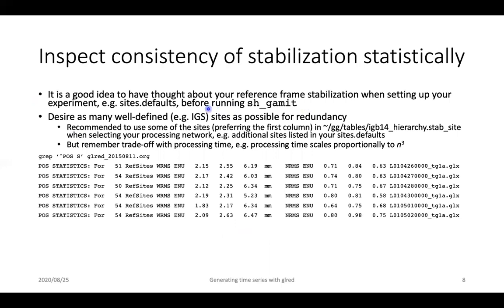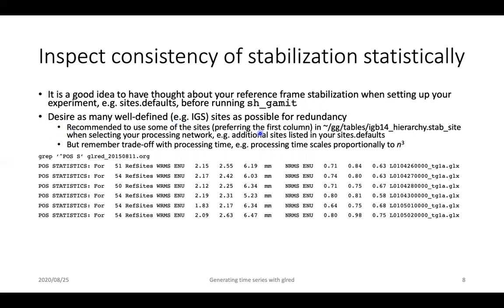Ideally, you will have thought about how you want to define your reference frame before running SHGamit so that you build a network that has enough of these good sites available to define the reference frame. We want as many well-defined IGS sites as possible for redundancy. Generally speaking, we probably need about 5 or 6. Ideally, we want 10 to 12 of these well-defined IGS network sites being processed along with our network sites.